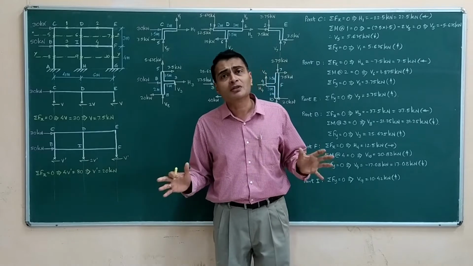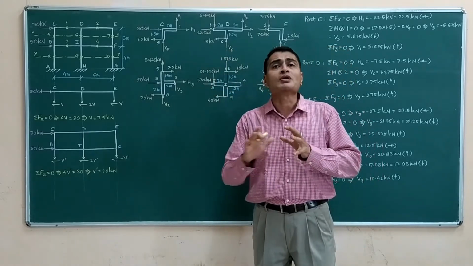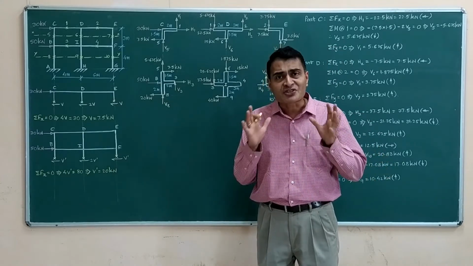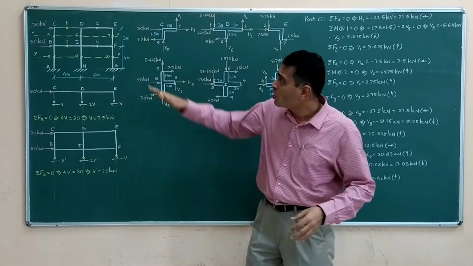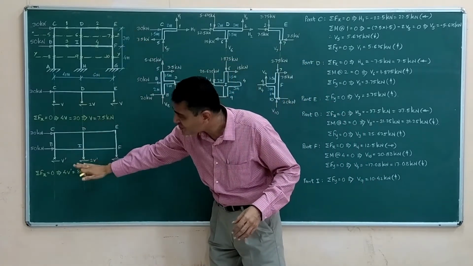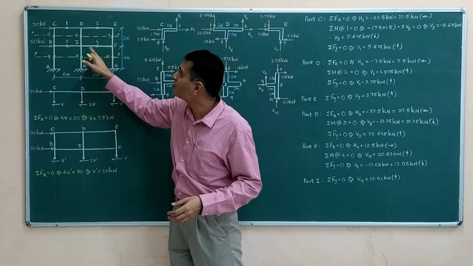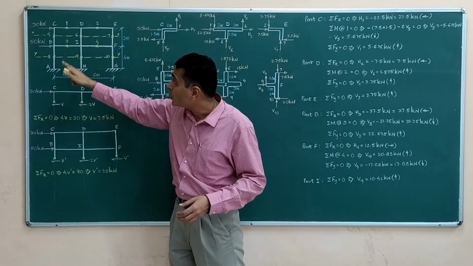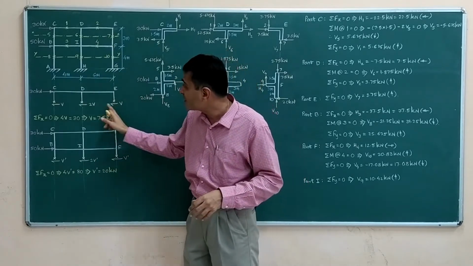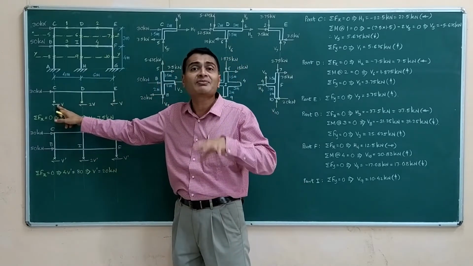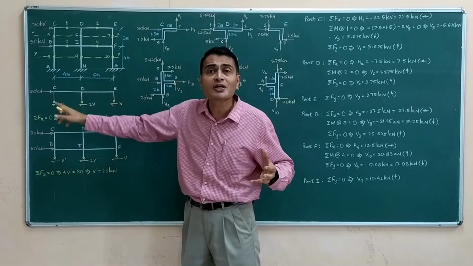Once this is done, the gist of Portal method is over. Whatever assumptions we have learned in the Portal method, all that is covered in this discussion. What were those assumptions? Beams having points of inflection at mid-span, columns having points of inflection at mid-height, and exterior columns having half the shear or interior column having double the shear of exterior columns.